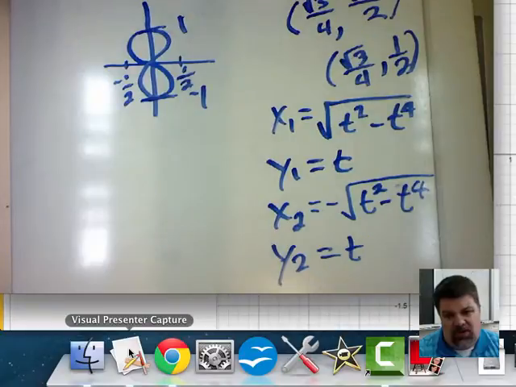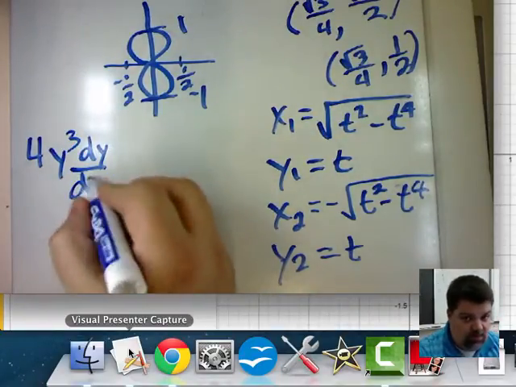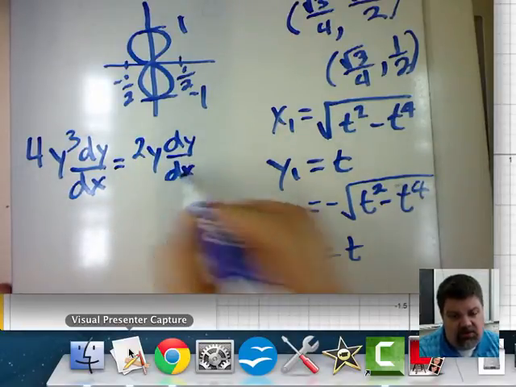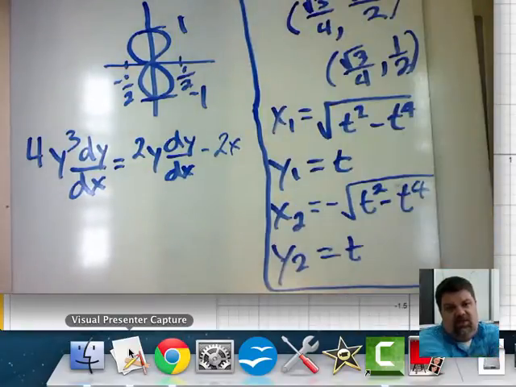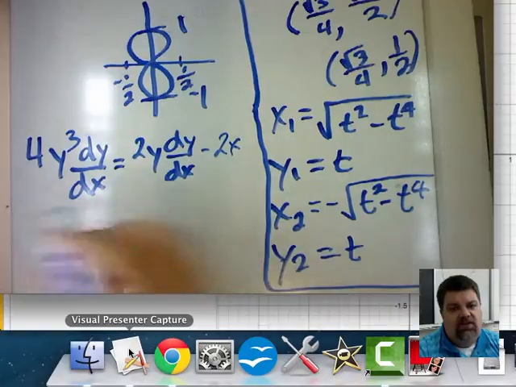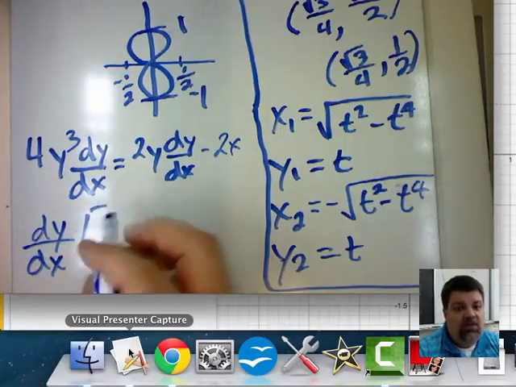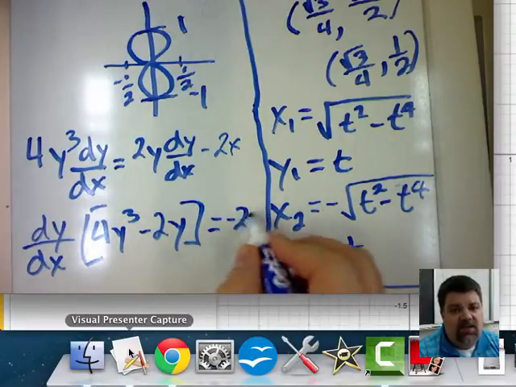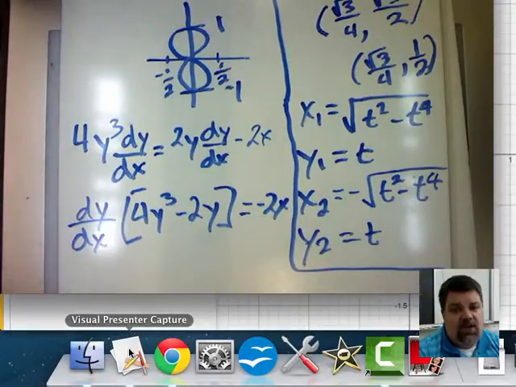And by the way, we could differentiate this too by differentiating the parametric equations. But the original equation is pretty easy to find the derivative of. We're just going to take the derivative of y to the fourth, which is 4y cubed. Remember, whenever we take the derivative of y, when we do implicit differentiation, we tack on the dy dx, and that's equal to 2y dy dx minus 2x.